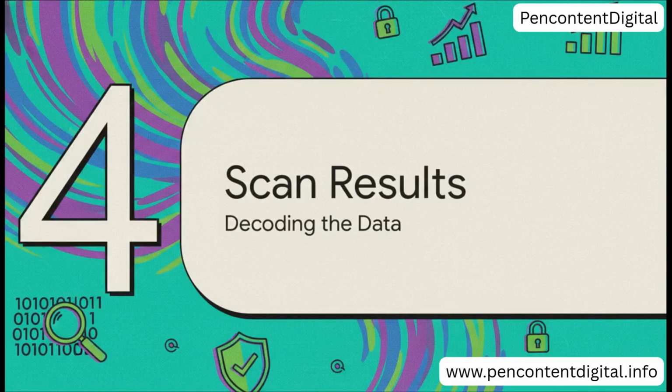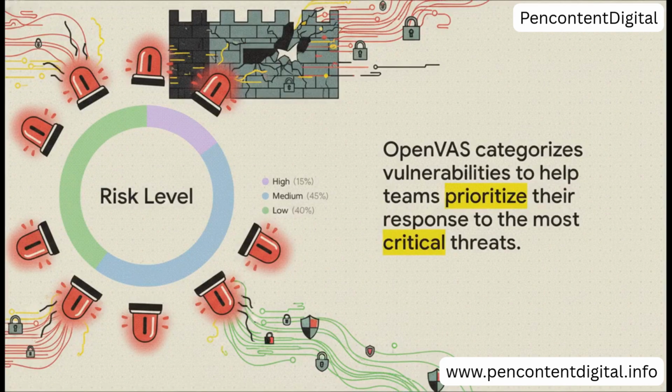And this brings us to the payoff, because a scan is totally useless if you can't understand the results, right? This is where OpenVAS really shines. It's designed to turn a mountain of raw data into intelligence you can actually act on. So let's take a look at what a scan result actually tells you. Now, instead of just dumping a long, overwhelming list of problems on you, OpenVAS does something incredibly smart. It categorizes every single vulnerability by its severity, high, medium, or low. And this is absolutely crucial for knowing where to start. It lets your security teams immediately focus on the most critical threats, the ones that pose a clear and present danger to your digital fortress.